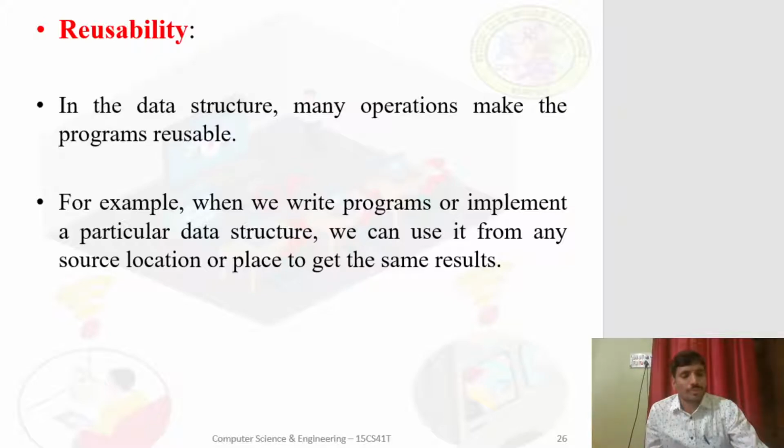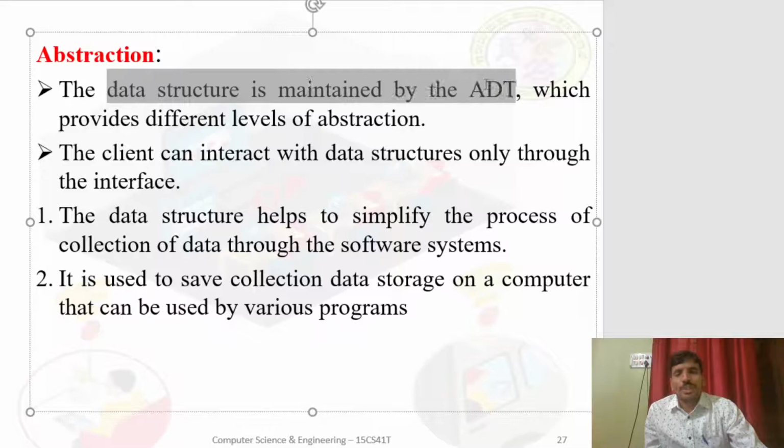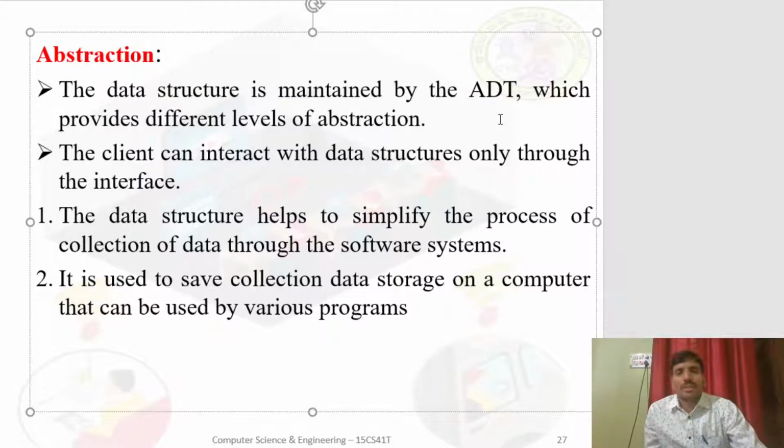Okay, students. Another advantage is abstraction. So what do you mean by abstraction? The top level applications don't know exactly what the data hierarchy is present at the back end. That we call abstraction. The data structure is maintained by the ADT. ADT means abstract data type, which provides different levels of abstraction.